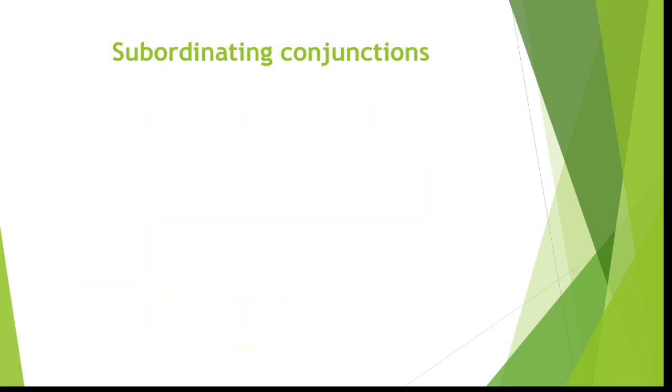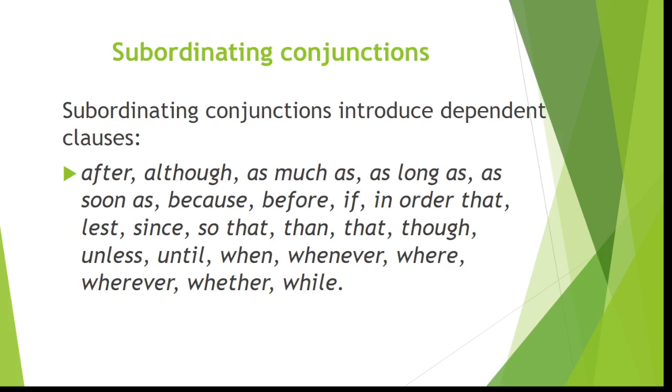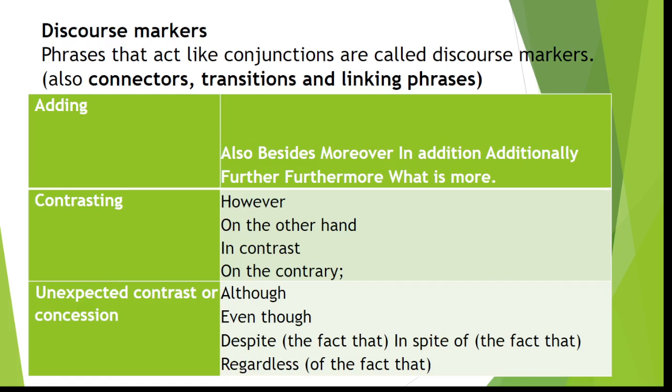Subordinating conjunctions. Subordinating conjunctions introduce dependent clauses. After, although, as much as, as long as, as soon as, because, before, if, in order that, lest, since, so that, than, that, though, unless, until, when, whenever, where, wherever, whether, while. Discourse markers. Phrases that act like conjunctions are called discourse markers. Also connectors, transitions, and linking phrases.